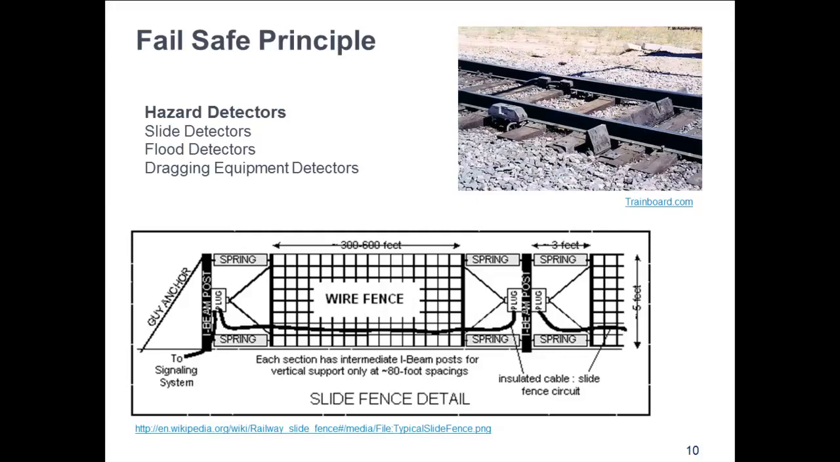And like a train on the tracks, the detectors will keep the electricity from traveling through the relay, so gravity brings the armature down and the signals go to stop. Correct.